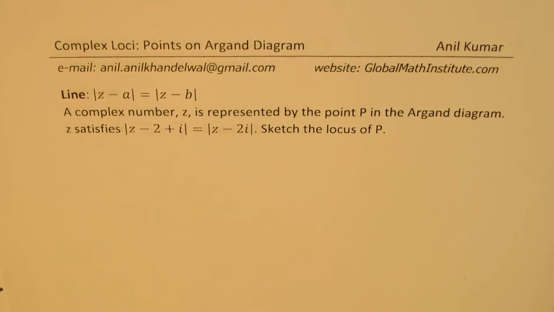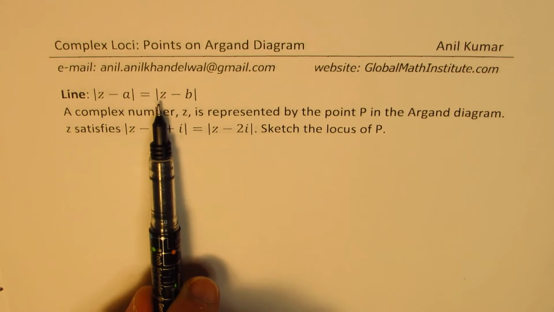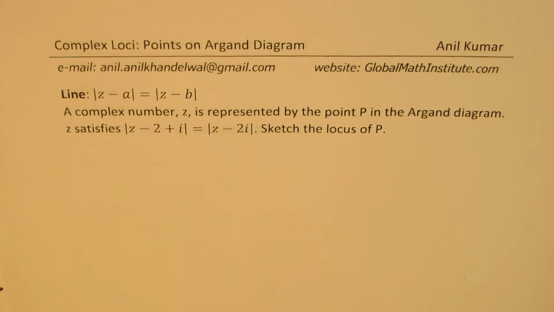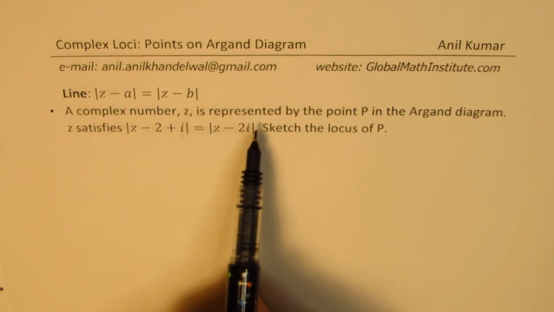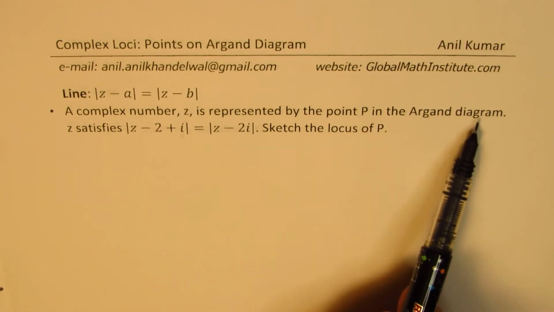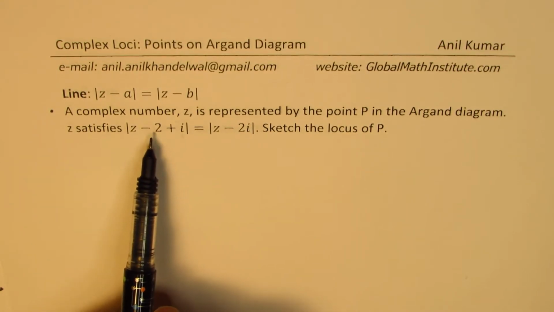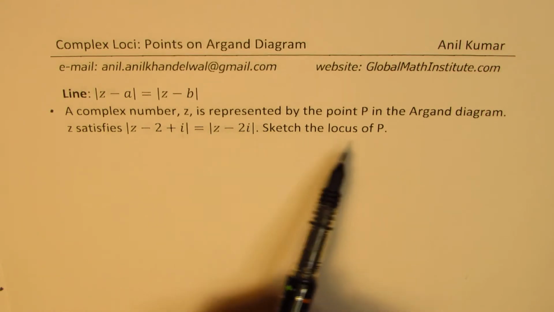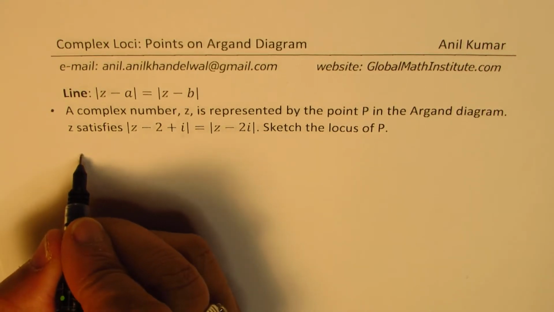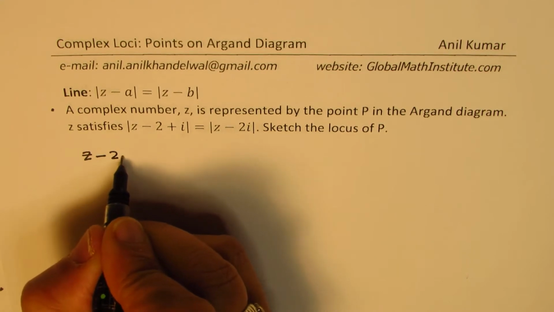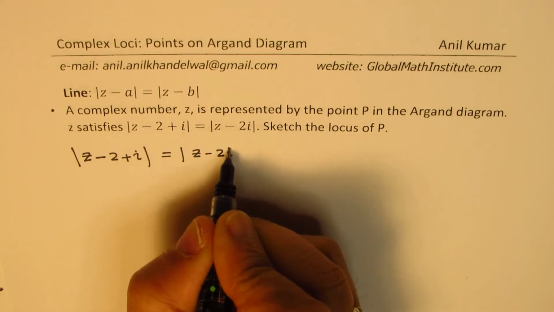Now here we have the form which is the absolute value of z minus a equals the absolute value of z minus b. Both a and b are complex numbers. So once again, a complex number z is represented by a point P in the Argand diagram. Very important to remember, right? z satisfies the condition that the absolute value of z minus 2 plus i equals the absolute value of z minus 2i. We need to sketch the locus of points P.